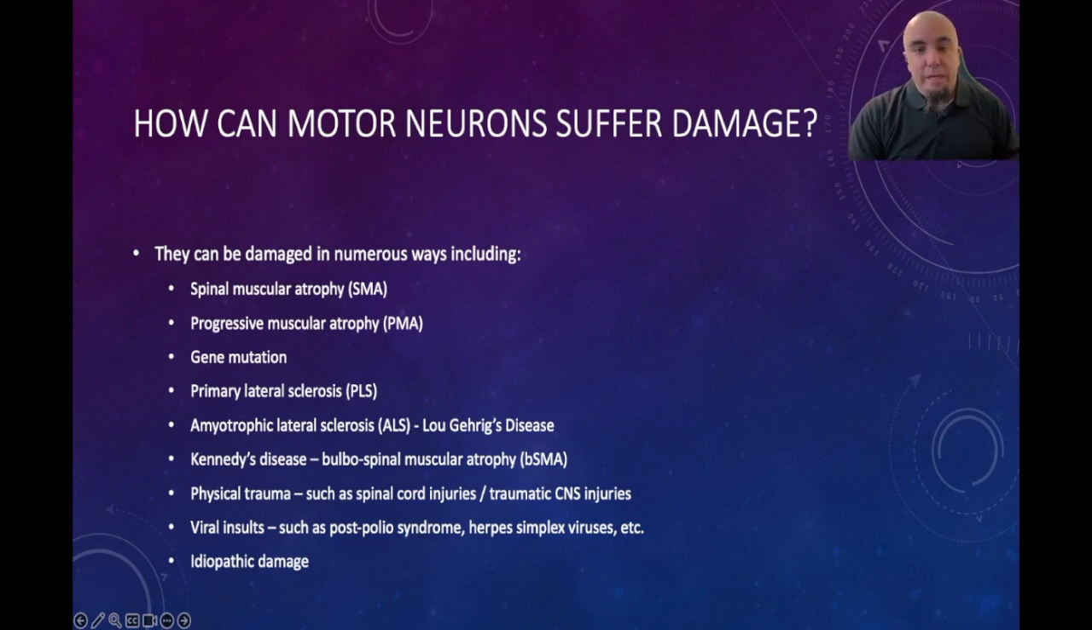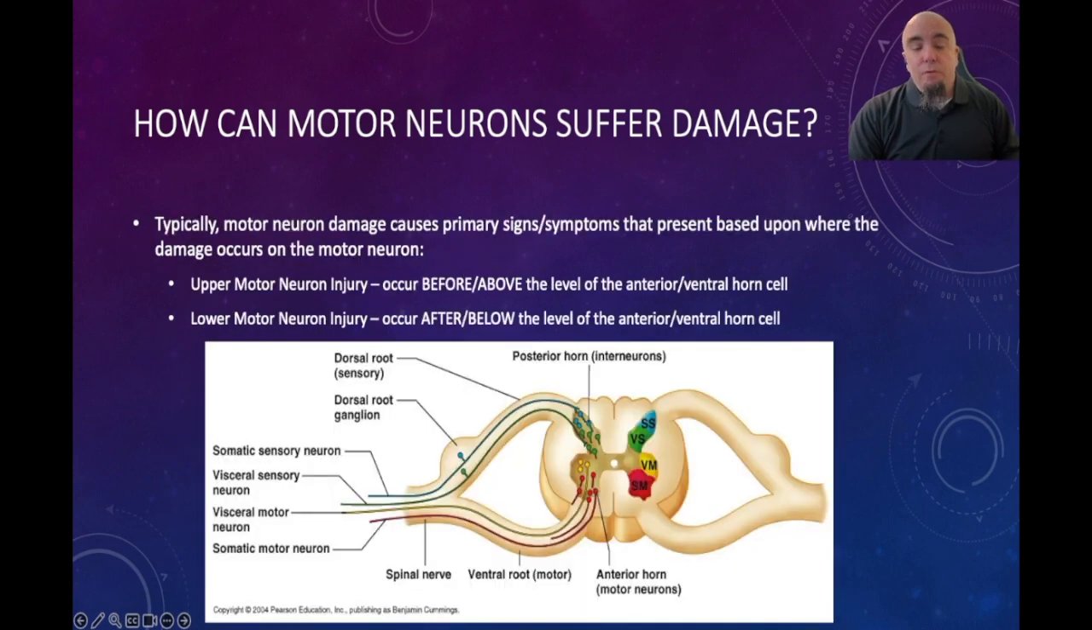So how do they present? Well, let's talk about upper motor neurons and lower motor neuron injuries. So they're going to present with very specific symptoms, right? And how do you tell typically where these occur? Well, the upper motor neuron injury is going to occur before or above the level of the anterior horn cell, whereas lower motor neuron injuries will occur after or be below that level of the anterior horn cell. Right? So we're talking about that ventral or that anterior root coming off the spinal cord.